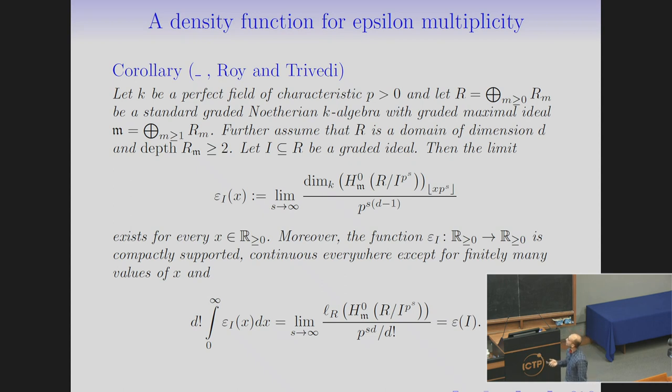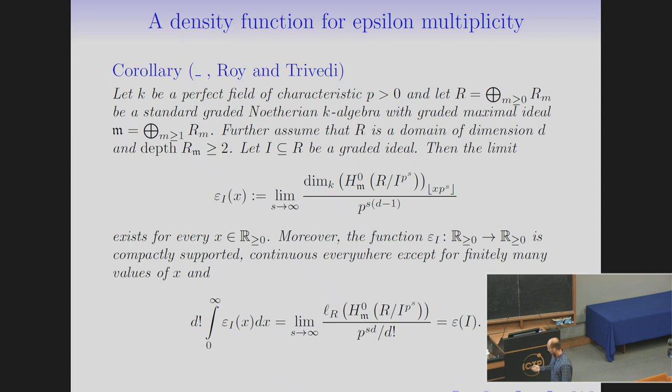Okay. And of course, if you integrate this density function, this is what you would expect, the epsilon multiplicity. So this is the main result of our joint project. But we suspect that we can make this theorem characteristic free, meaning K could be any field, not necessarily characteristic P, and we could deal with a finer subsequence, not just powers of P, but rather I power N, all integers N. But we have made some progress in the case of polynomial rings, but we do not have the general picture at hand right now.